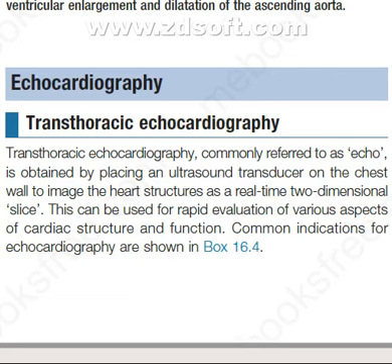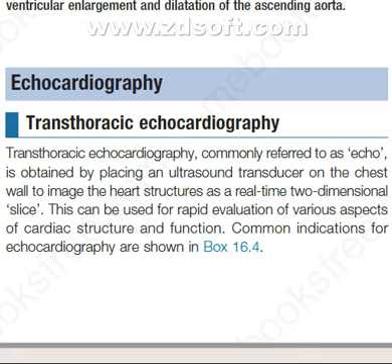Now friends, we will discuss echocardiography. First, transthoracic echocardiography. Transthoracic echocardiography, commonly referred to as echo, is obtained by placing an ultrasound transducer on the chest wall to image the heart structures as a real-time two-dimensional slice. This can be used for rapid evaluation of various aspects of cardiac structure and function.